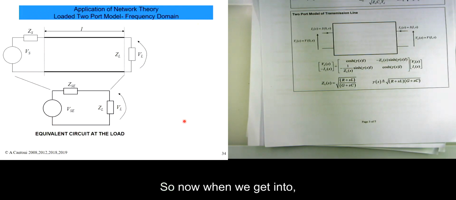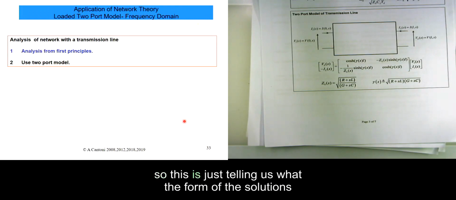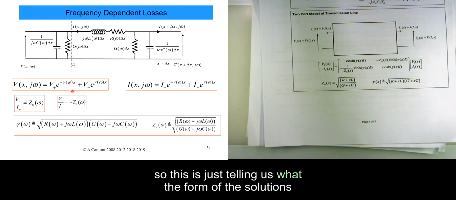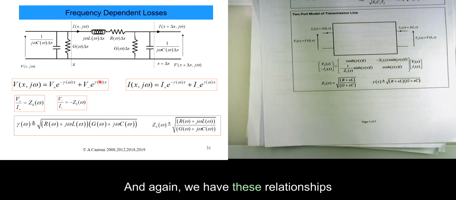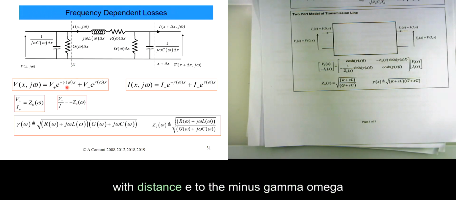So this is just telling us what the form of the solutions for V and I on the line are. Again in the frequency domain we have these positive forward and backward waves, and again we have these relationships with distance, e to the minus gamma x instead of e to the minus gamma s.